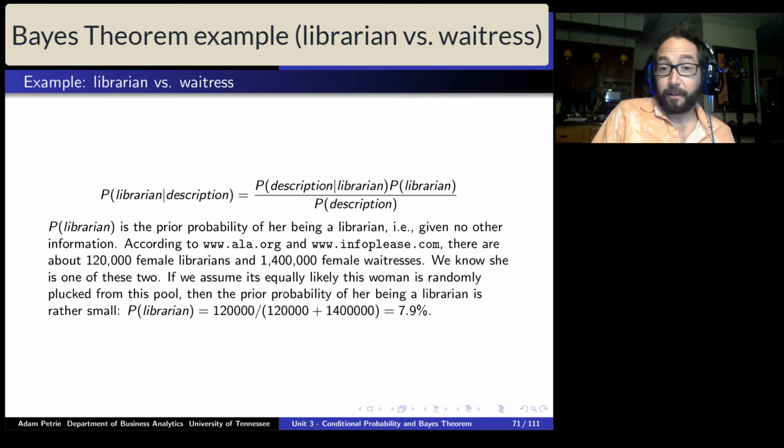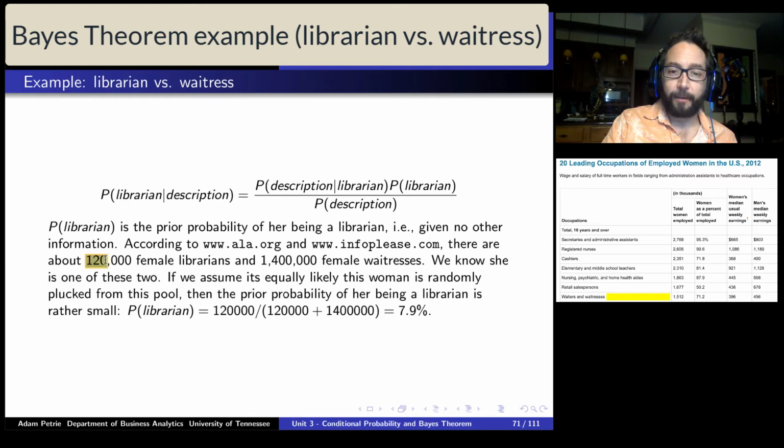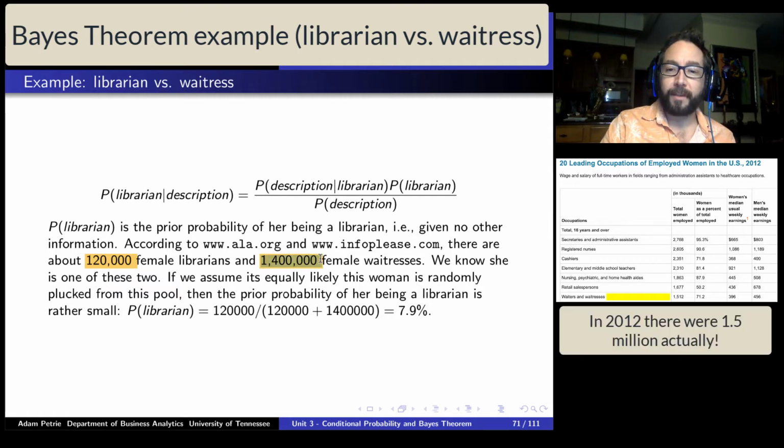So some of this stuff we can look up online. You can go and look to see how people are employed in various professions. And when I looked this up, it seemed that there were about 120,000 female librarians and about 1.4 million female waitresses. So with this in mind, if we assume that we're randomly picking one woman from this pool of librarians and waitresses, then the prior probability that she's a librarian is pretty small. There's 120,000 librarians divided by the total pool of these two numbers added up. That works out to be just under 8%.